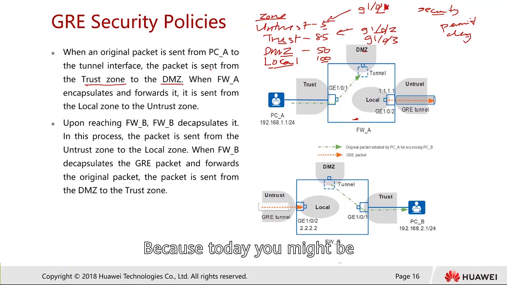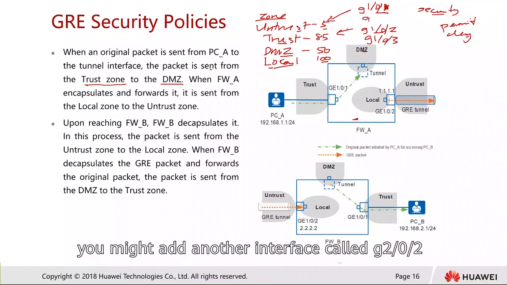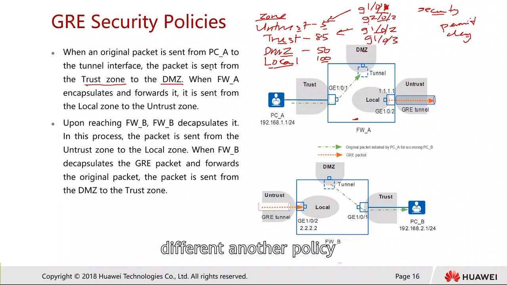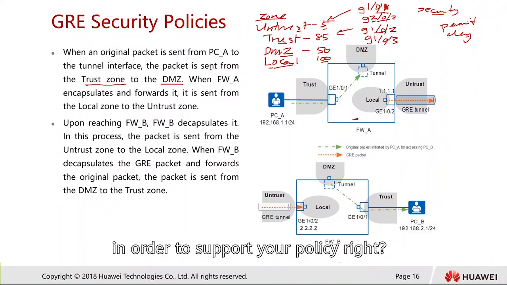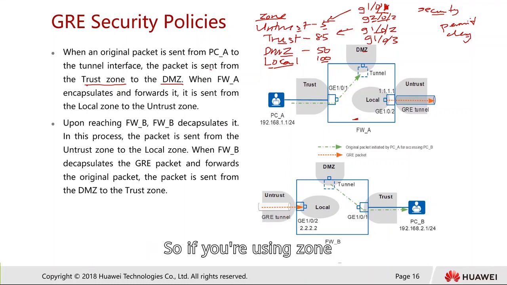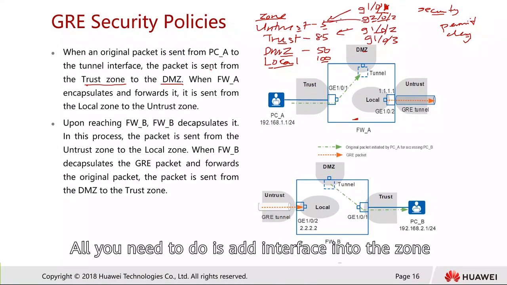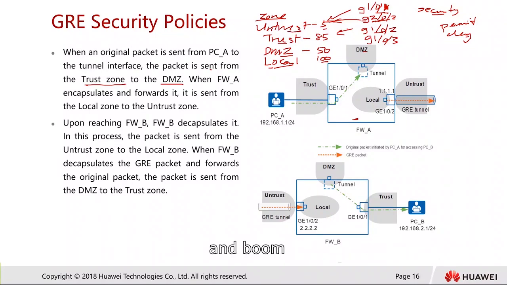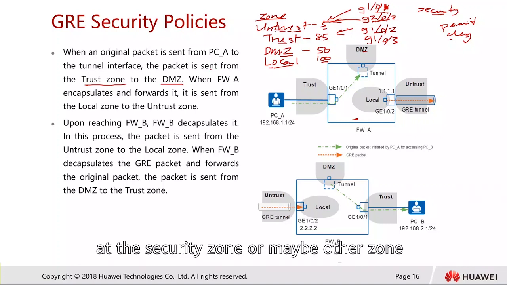Because today you might be using interface G101 as the public trust interface, internet interface, and tomorrow you might add another interface called 202, and then you have to reconfigure another policy in order to support your policy, right? So if you're using zone, it will be a lot easier. So let's say tomorrow you want to add another service provider. So all you need to do is to add the interface into the zone, and boom, straight away this interface will immediately inherit whatever security policy has already been defined at the security zone or maybe other zone.